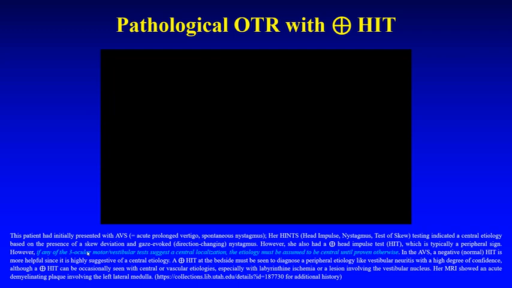In the acute vestibular syndrome, a negative head impulse test is more helpful since it is highly suggestive of a central pathology. A positive head impulse test at the bedside must be seen to diagnose a peripheral etiology like vestibular neuritis with a high degree of confidence. Although a positive HIT can also be seen in central or vascular pathologies, especially labyrinthine ischemia or a lesion involving the vestibular nucleus. Her MRI showed an acute demyelinating plaque in the left lateral medulla.